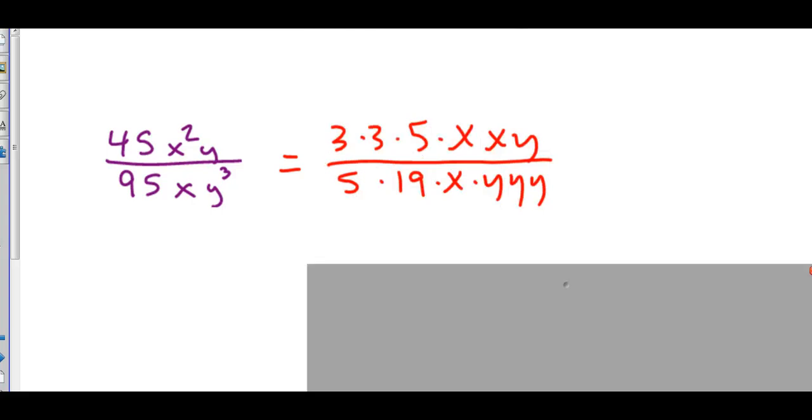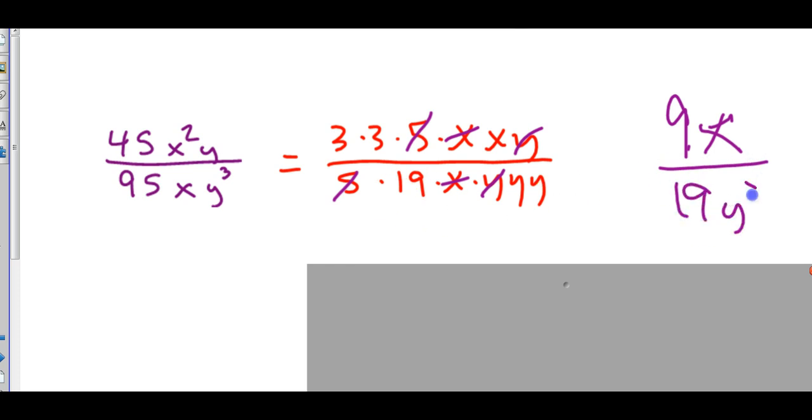Okay, here's the factorization of the 2. So I've written it out. And then I'm just going to go ahead and cross out common primes, which would be the 5, 1 x, 1 y. Whatever's left: 3 times 3 is 9x in the top, and in the bottom, 19y squared.